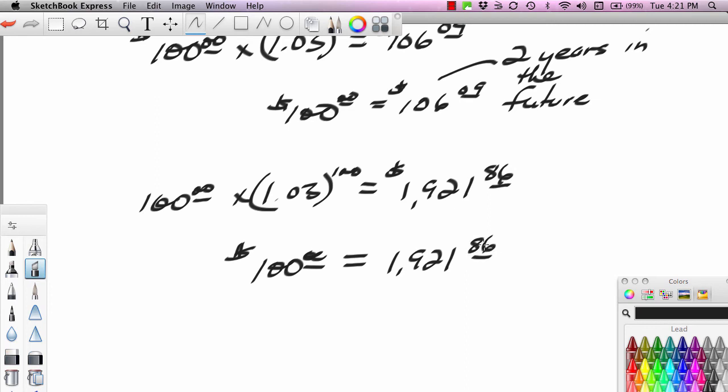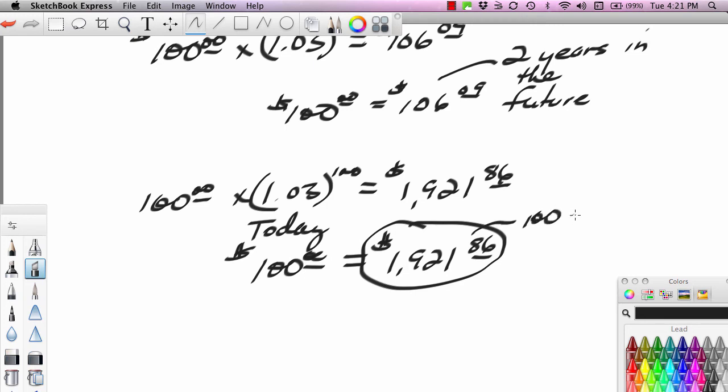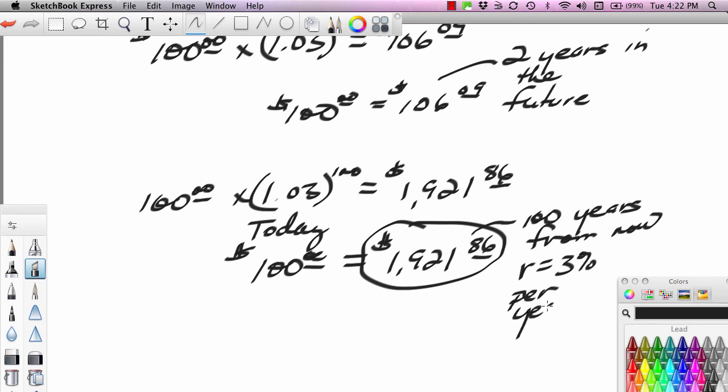$1,921.86. How many years from now? 100 years from now. So this is today. This is when? This is 100 years from now. Assuming what? Assuming that R equals 3% a year.